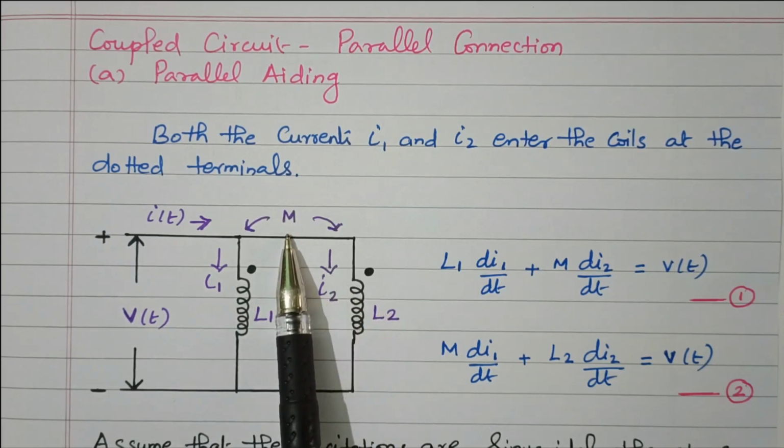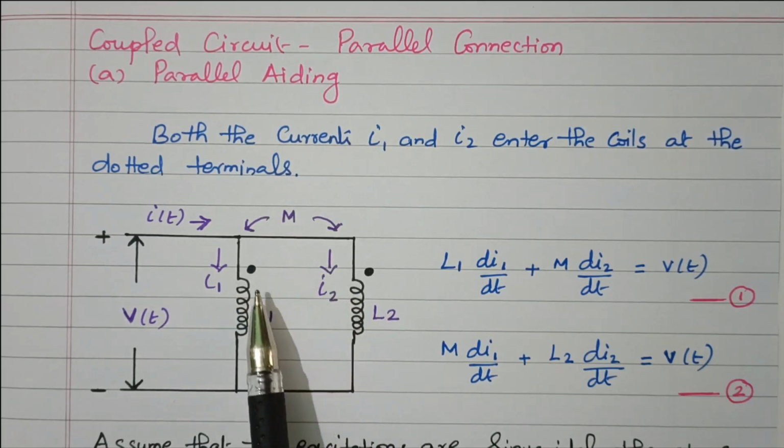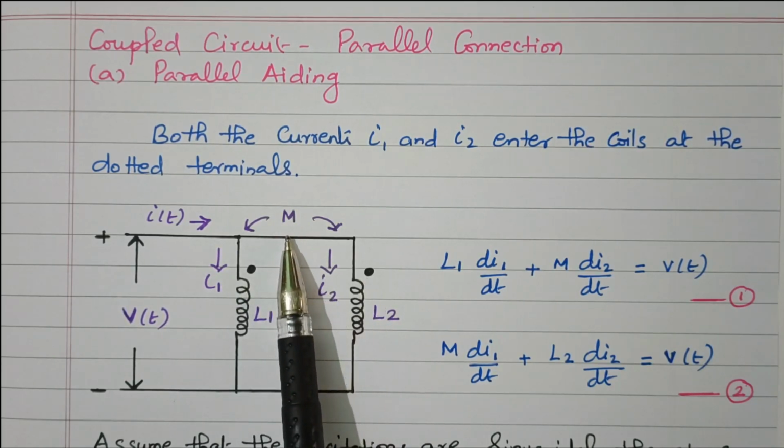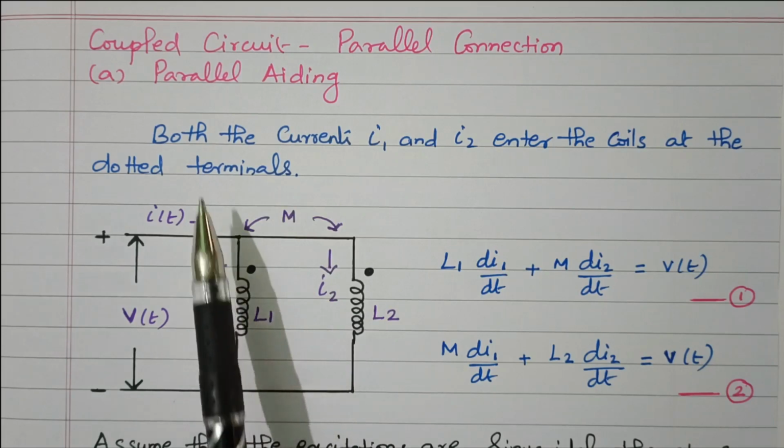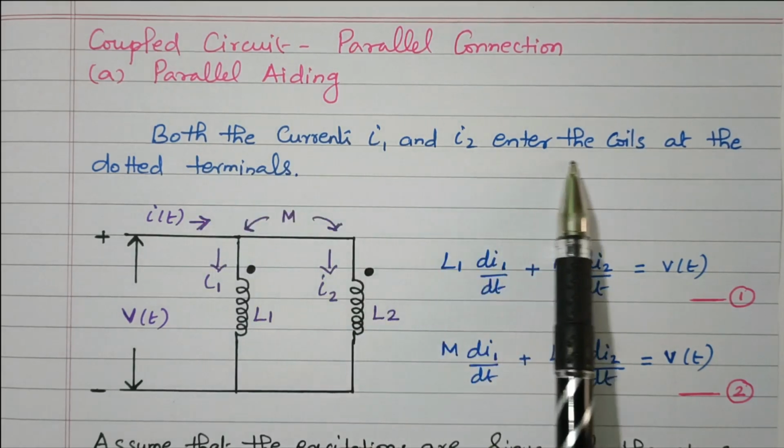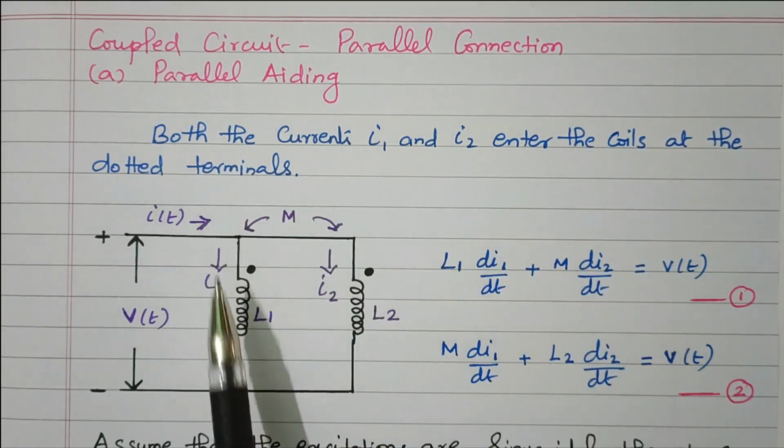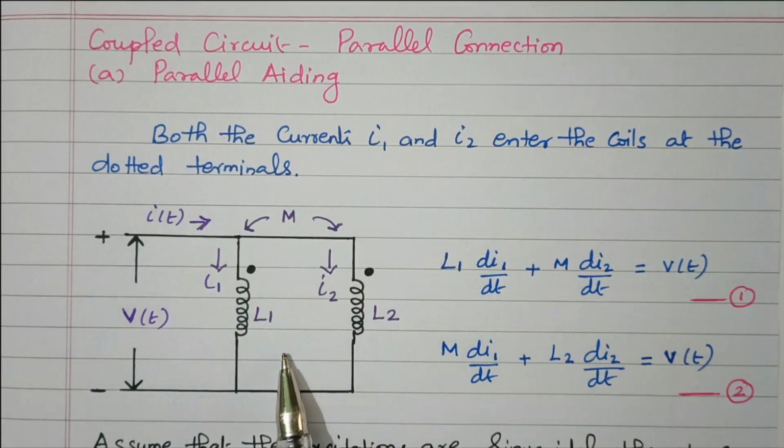This is a mutual inductance M between L1 and L2. Current enters at the dotted end, so it is coming under parallel aiding. Both currents I1 and I2 enter the coil at the dotted terminal. Now by using KVL we can frame the equation for L1 as well as L2.